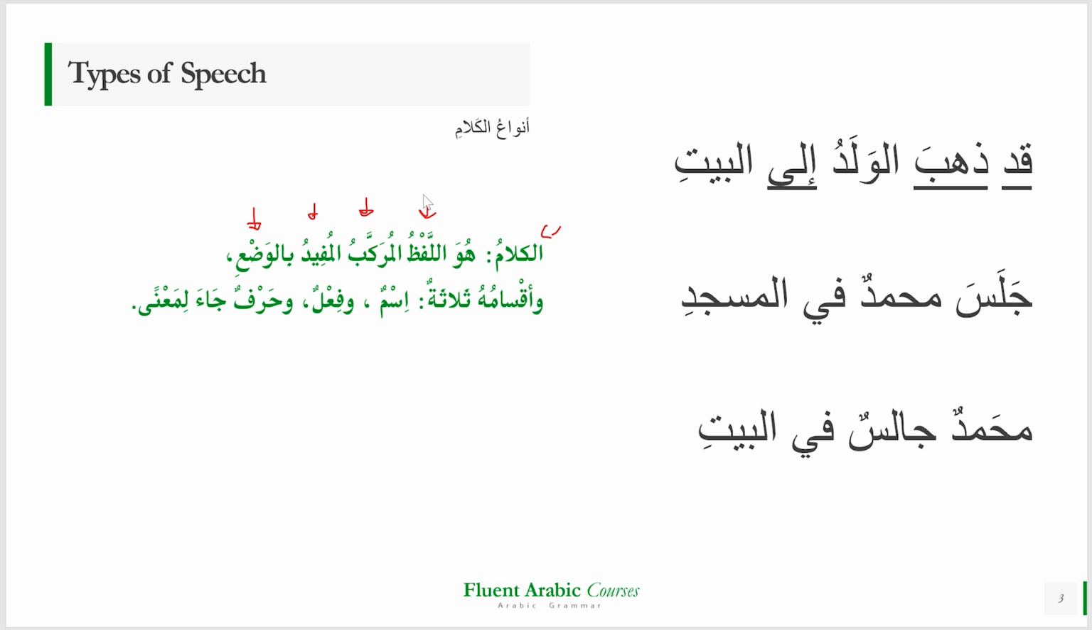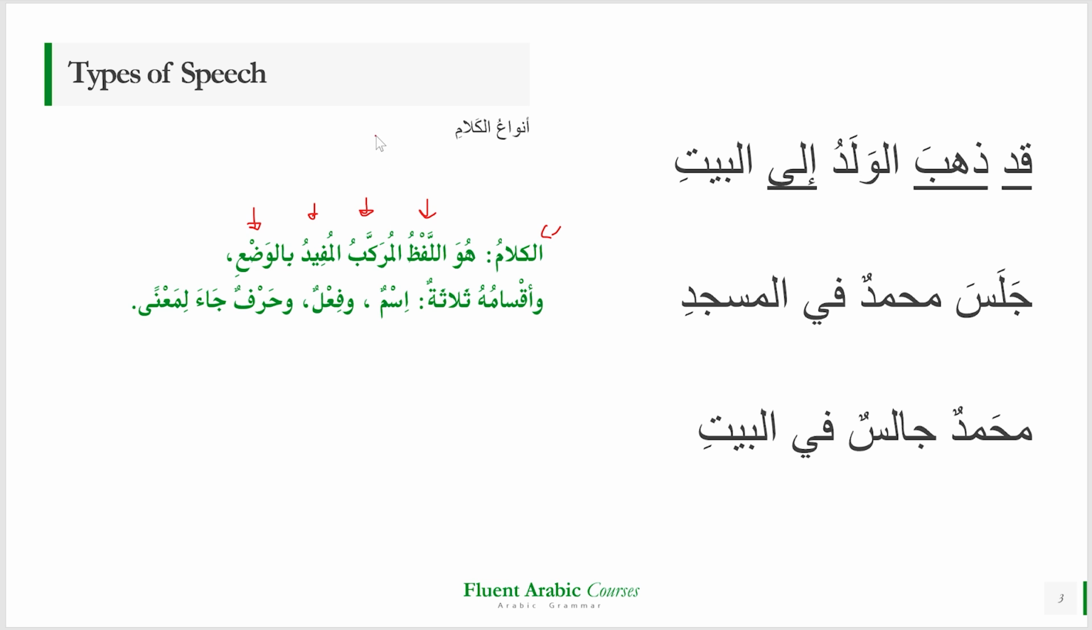So we have 4 things here. Al-lafdhu, it is a spoken utterance, that is clear. Al-murakkabu, it has to be of multiple words. But I want to ask you a question here. Can one word be considered as al-kalam in Arabic? And the answer is yes, as long as that one word is enough to convey the intended meaning.